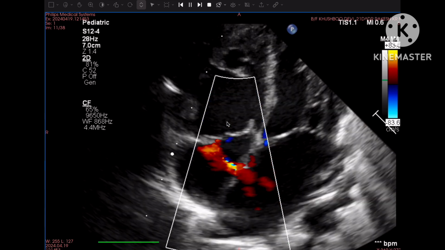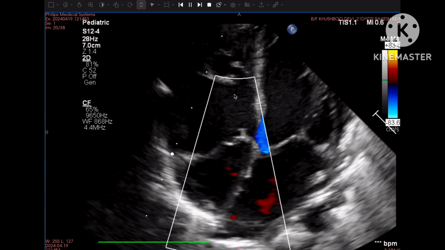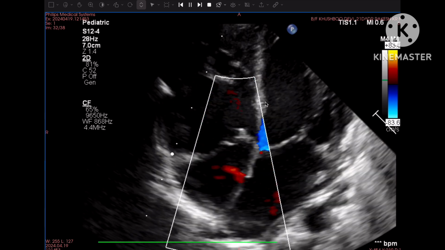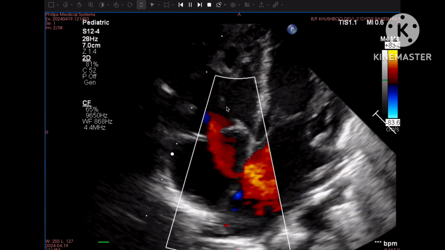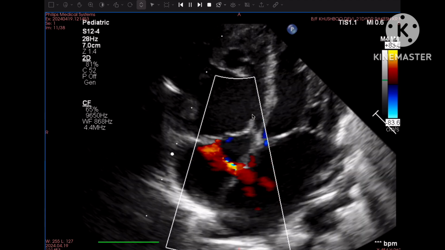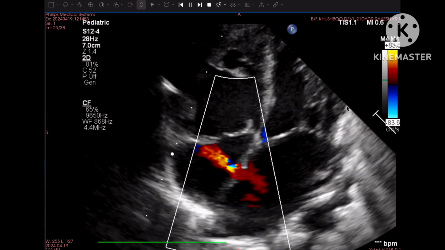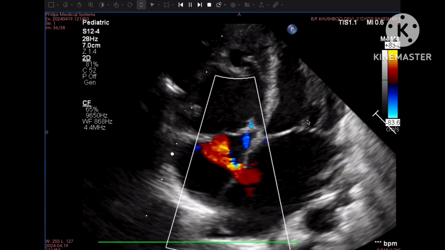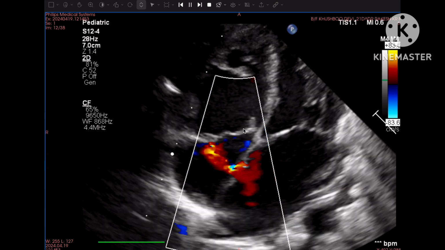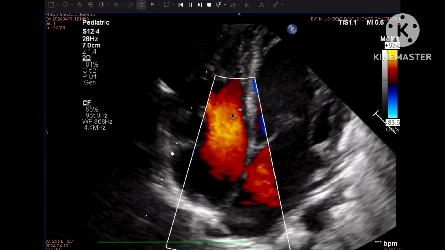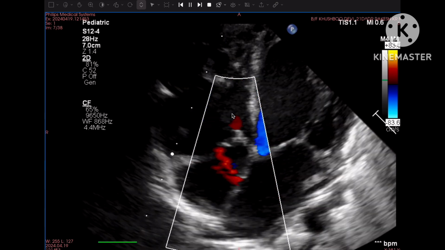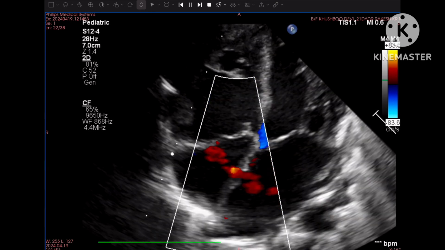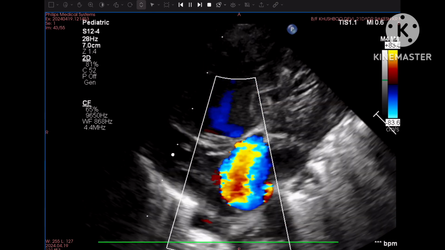Normally we find right atrium, right ventricle enlarged compared to left atrium, left ventricle. In this case also you can say minimally enlarged because size-wise almost the same as that of left ventricle. Right ventricle of the same size as that of left ventricle means right ventricle has got some sort of enlargement. So this is the case of d-transposition of great arteries.